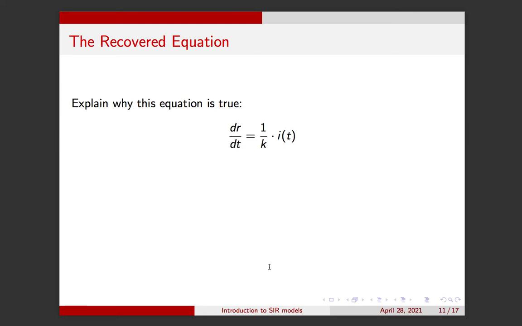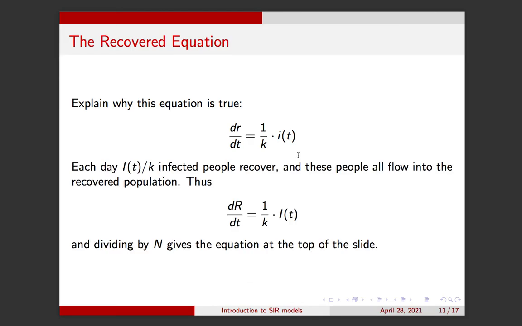Okay, so let's think about the recovered equation. If you wanted to think about the rate of change of the recovered population, I'm claiming that the proportion of recovered people per day changes like this. You take the infecteds and divide by K. Why would that be true? Well, if we were in class, I'd make you think about it, but we're not in class.